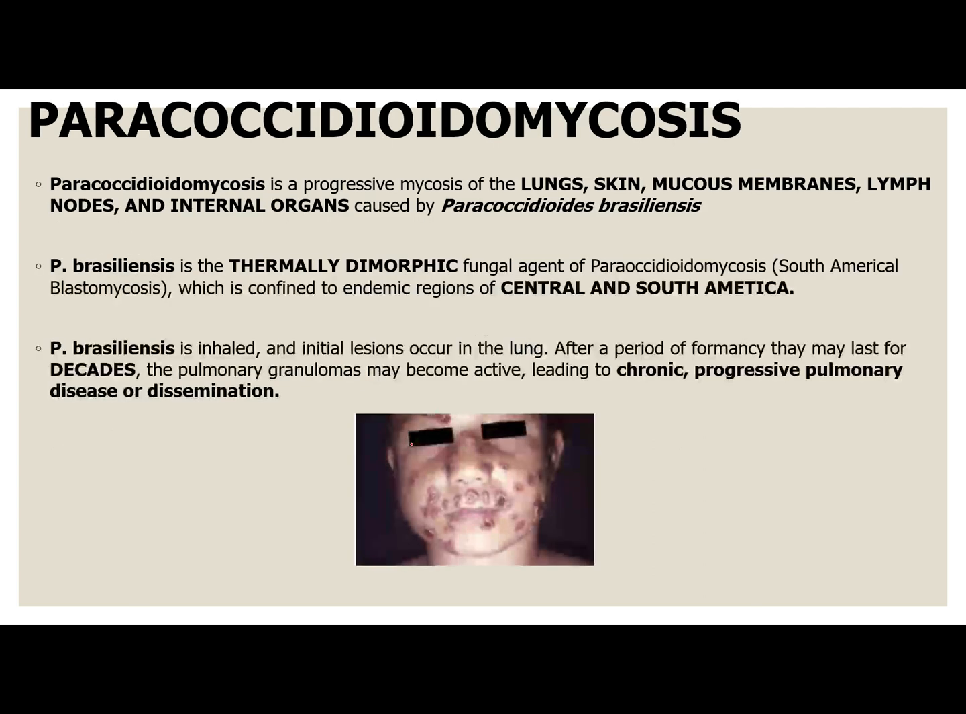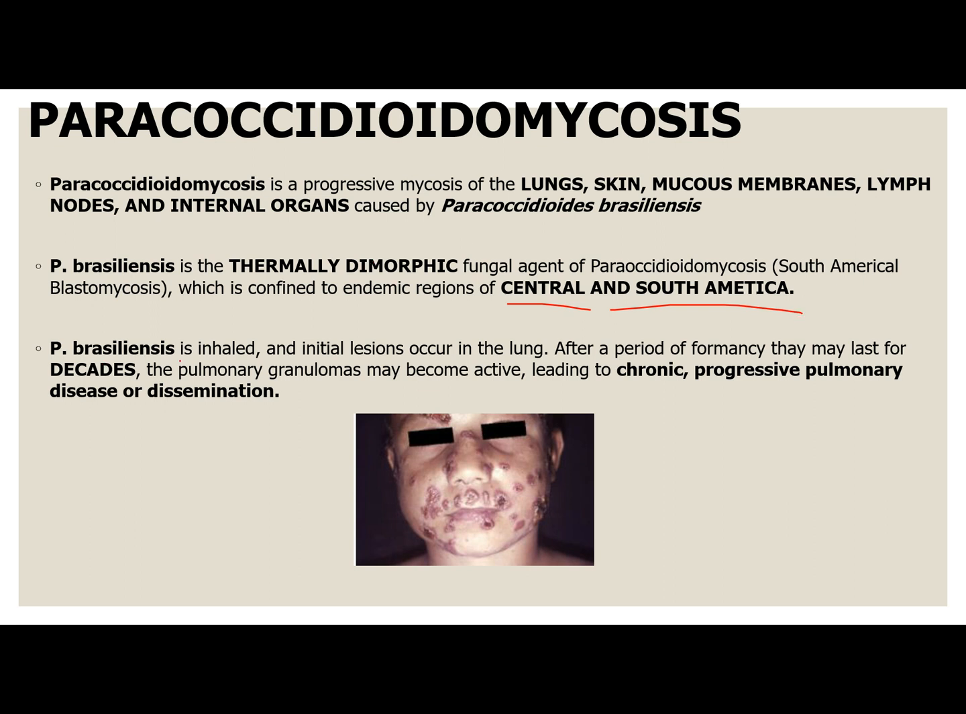Let's go to the last one, your Paracoccidioidomycosis. This is a progressive mycosis, class, of the lungs, the skin, the mucous membrane, the lymph nodes, and internal organs. This is caused by the fungus Paracoccidioides brasiliensis. Now, Paracoccidioides brasiliensis, class, is the thermally dimorphic fungal agent of Paracoccidioidomycosis, also known as the South American Blastomycosis. That's why kaya siya tinawag na South American Blastomycosis, class. It's endemic to Central and South America.